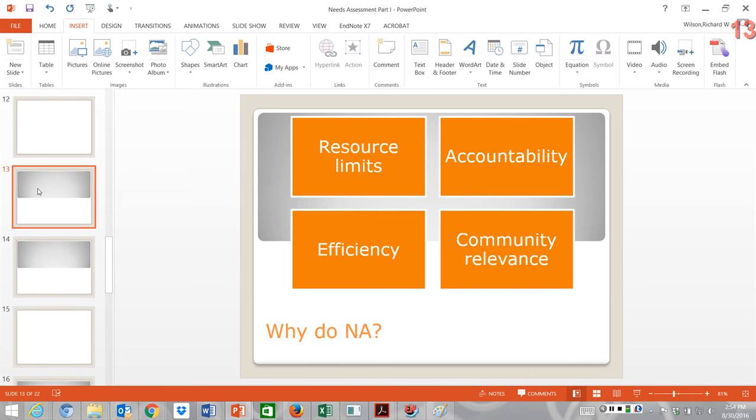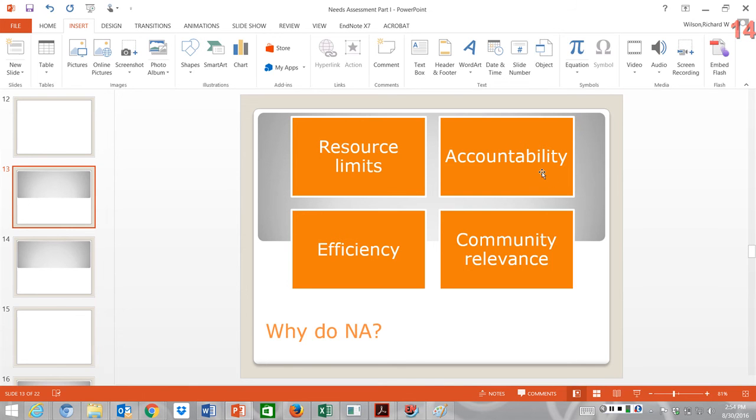Why do we do needs assessment? Because there are never enough resources for all the things we might want to do, and therefore the needs assessment helps us to use our resources in the most efficient way to address those things that have the biggest impact, and not spend money on projects that may be nice to do but aren't really all that urgent. So needs assessment addresses that issue, resource limits.